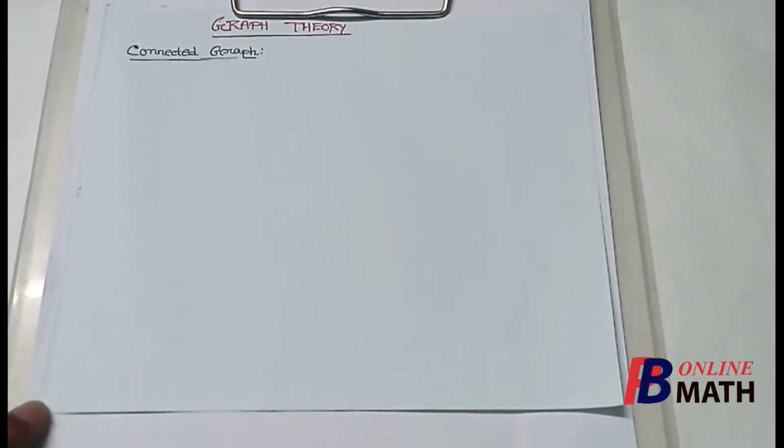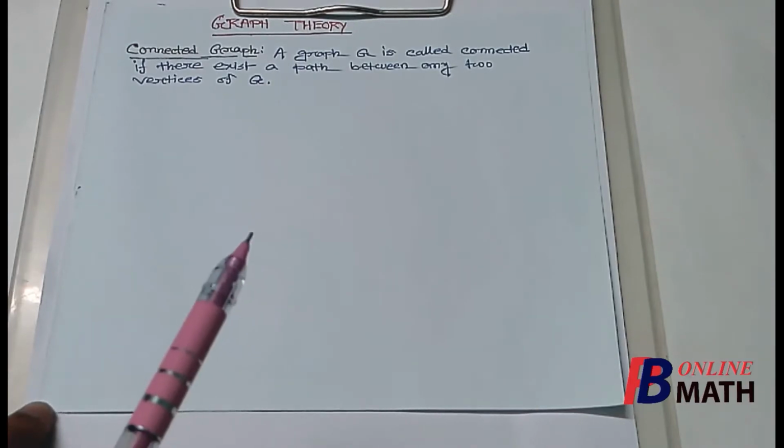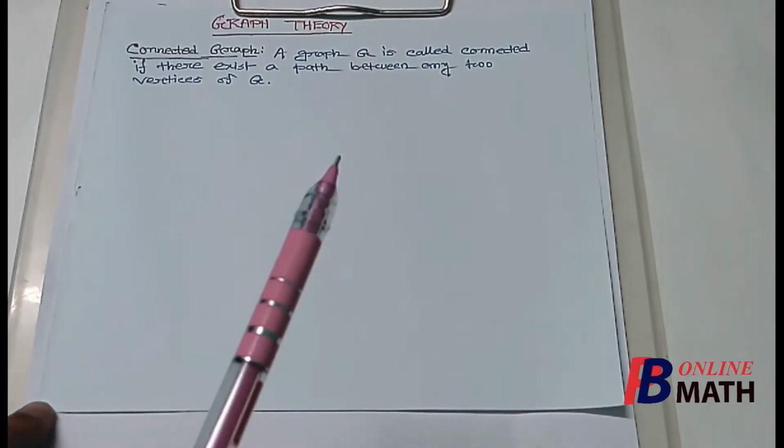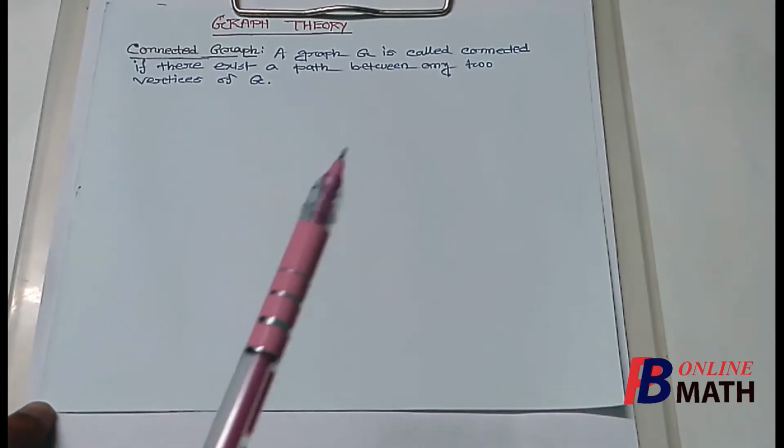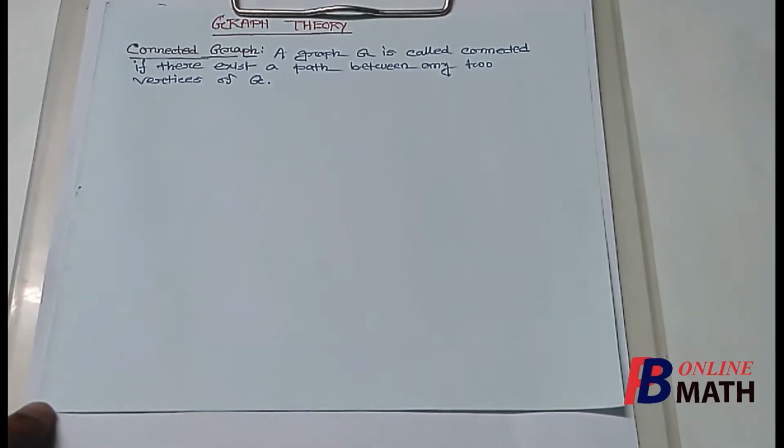So first we define a connected graph. This is the definition of a connected graph. A graph G is called connected if there exists a path between any two vertices of G. So if we find that in a graph there exists at least one path between any two vertices, then the graph is called connected. So let us give one example.